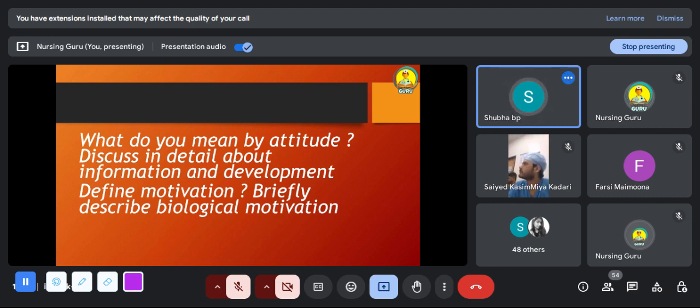And the next question is define motivation and describe biological motivation briefly. Here you need to write the definition of motivation and describe the biological motivation. In motivation there are so many types, but in this question they will ask, preferably you have to write only on biological motivation. No need of writing any other type of motivation, just concentrate on biological motivation.